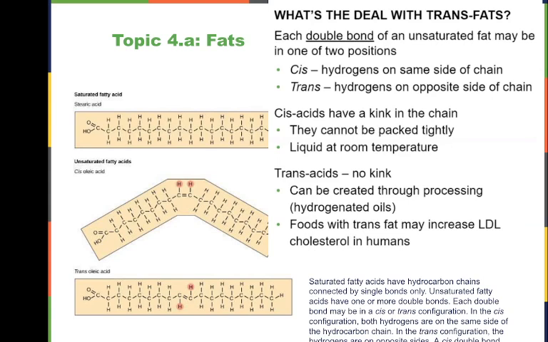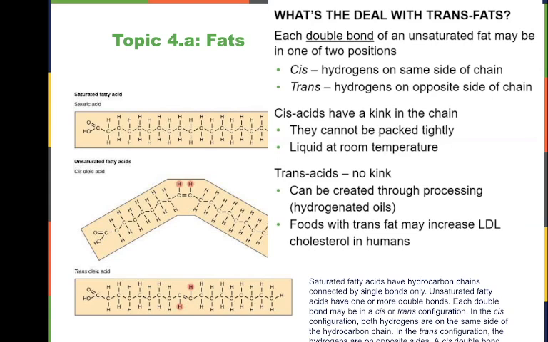Trans fats are a type of unsaturated fat, but they have a certain position of their hydrogens in space. So cis bonds are where the hydrogen ends up on the same side of the double bond, whereas trans unsaturated fats occur when the hydrogens end up on opposite sides of the double bond, as seen in the picture below.